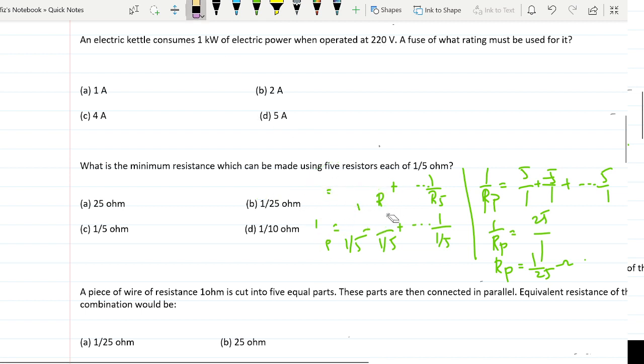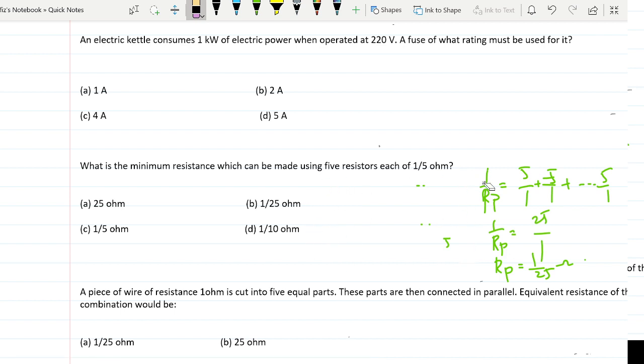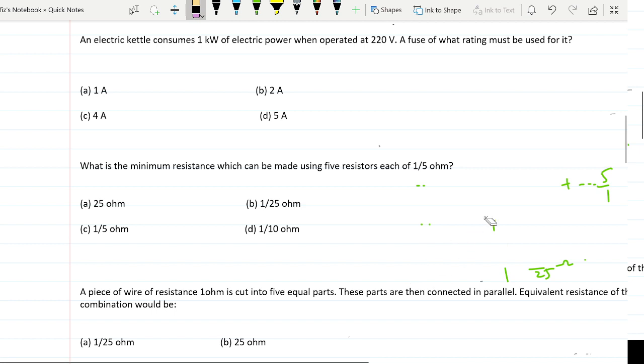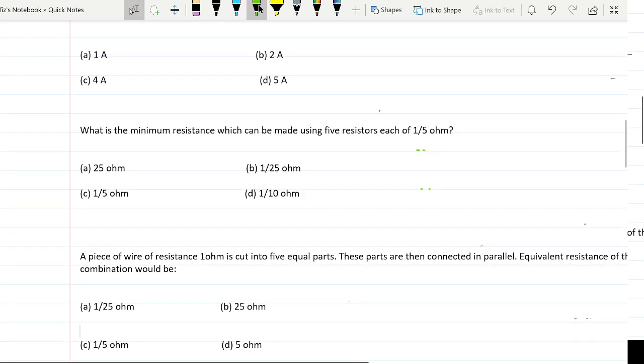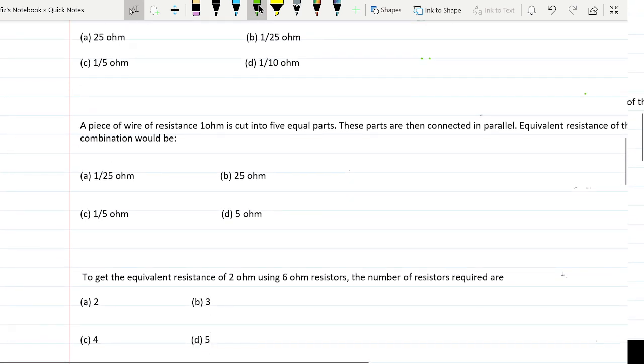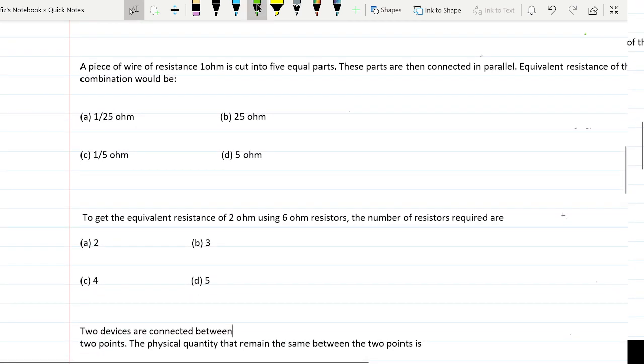Now just see the next question. Try it on your own. It is the same as the question I did, just asked in a different way. You just read the question and do it on your own, the same way. The answer will be 1 by 25 itself. Now we'll go to the next one.